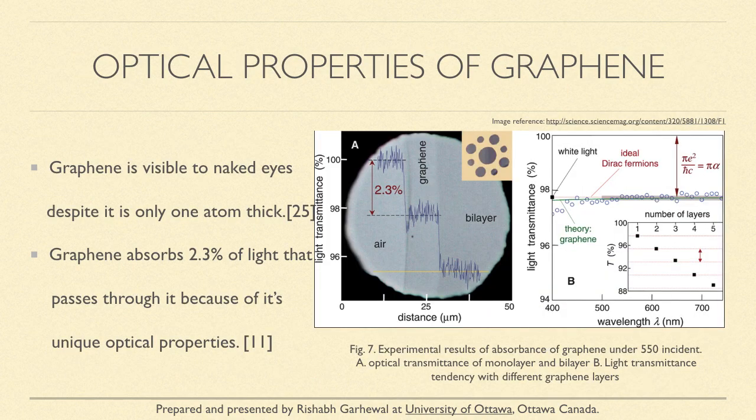Optical properties of graphene. When looking through one-atom-thick crystals in figure 7, A is the photograph of a 50 micrometer aperture partially covered by graphene and its bilayer. The line scan profile shows the intensity of transmitted white light along the yellow line, and figure B is the transmittance spectrum of single layer graphene in open circles. Slightly lower transmittance for lambda less than 500 nanometers is probably due to hydrocarbon contamination.